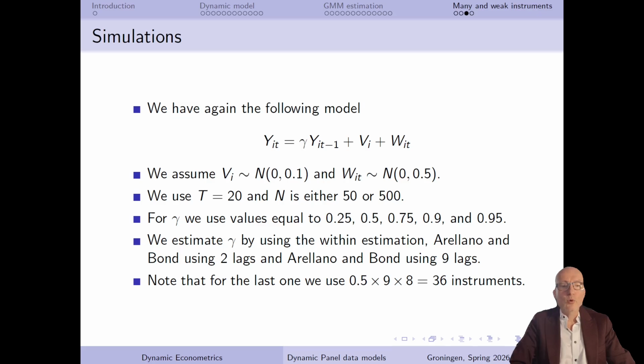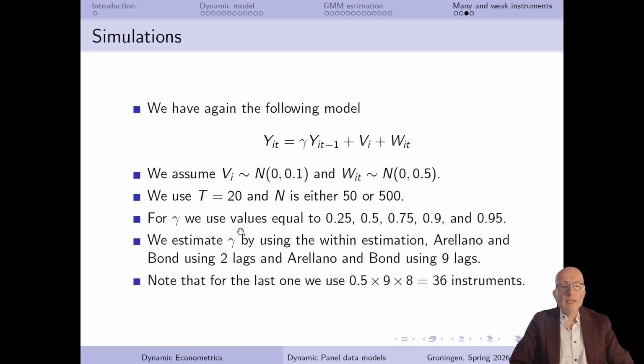In addition to that, I'm also going to assume that T is equal to 20, so the number of time periods is equal to 20, and N is going to be either equal to 50, that is, I would say, the small sample case, or it's equal to 500, that is, in the case of a larger sample. I'm going to assume that the values of gamma range from 0.25 to 0.5, 0.75, 0.9 and 0.95, and take into account that these last two cases, of course, are already very close to a unit root.